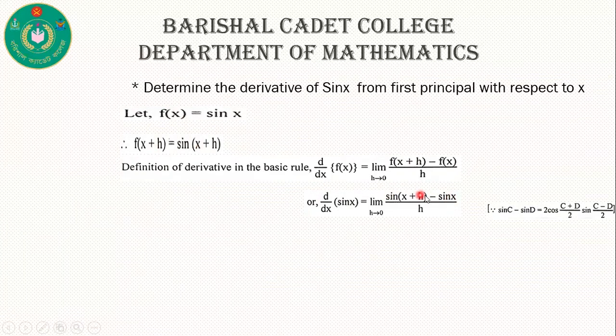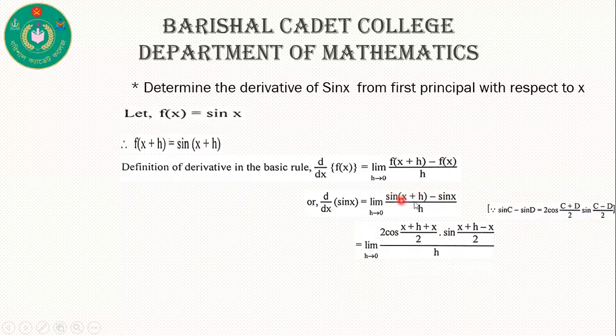Now here, sin C minus sin D. You know sin C minus sin D from trigonometry, you know the formula. Sin C minus sin D is equal to 2 cos (C plus D) by 2 sin (C minus D) by 2. Applying this formula here, sin C minus sin D is equal to 2 cos (C plus D) by 2.